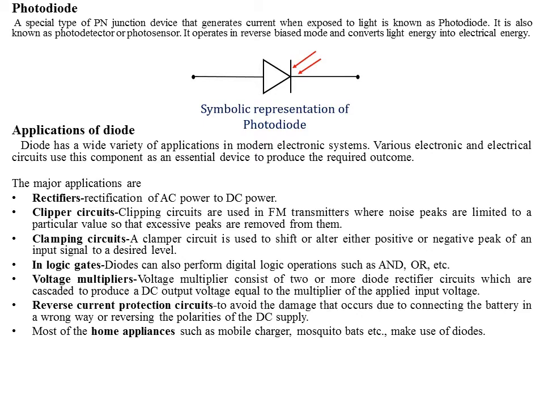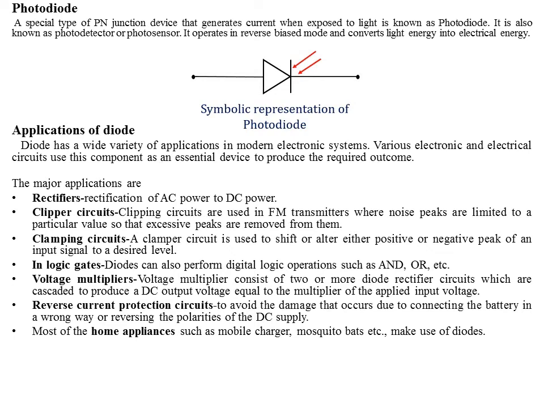They can also be used as clamping circuits. In a clamper circuit, it is used to shift or alter either the positive or negative peak of an input signal. Whatever input signal is supplied, you can shift or alter the positive or negative value of that input signal to a desired level. Such a device where a diode is used is called a clamping circuit.